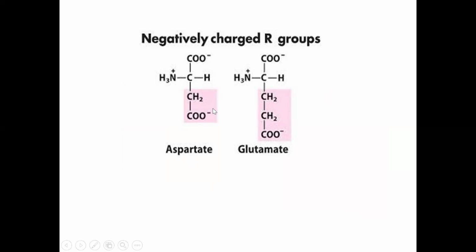So negatively charged R groups include the aspartates of aspartic acid or glutamates. As we can see, the carboxyl functional group in the side chain of aspartic acid is negatively charged, so also in glutamic acid. And they can also be classified as acidic amino acids.